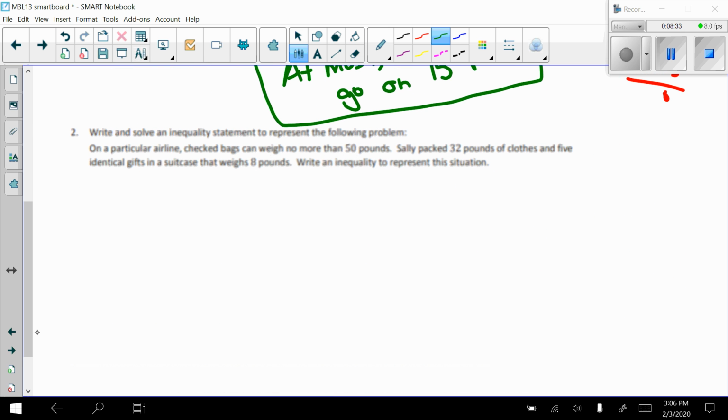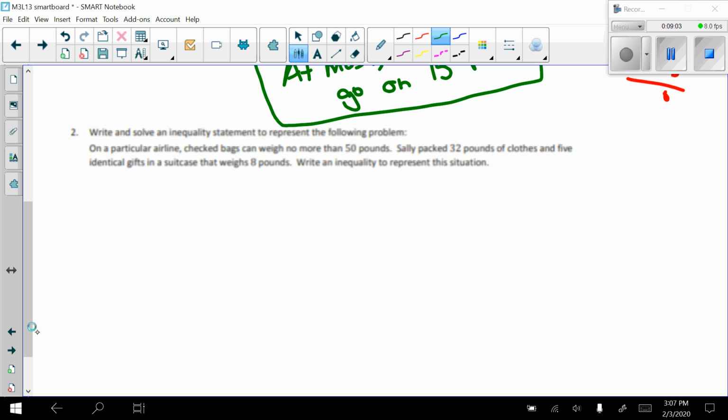All right, let's try another problem. Write and solve an inequality statement to represent the following problem. On a particular airline, checked bags can weigh no more than 50 pounds. For those of you who haven't flown, checked bags means the bags that go in the bottom of the airplane that they take away from you. They're not a carry-on. You get them back when you land at your final destination.